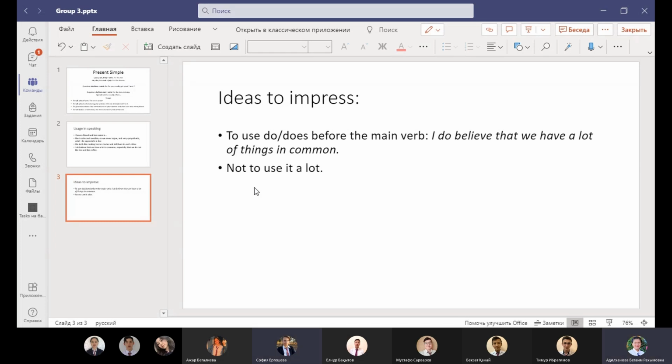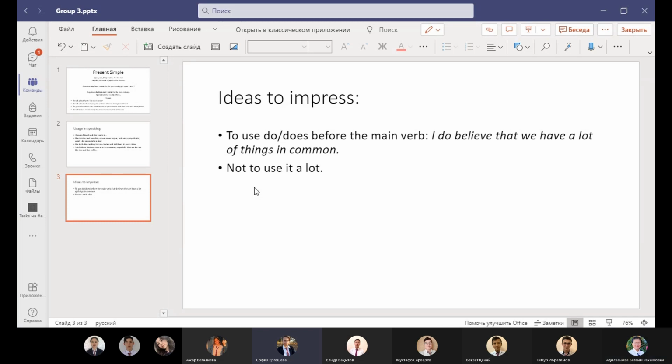Yes. Okay, I have a question to the whole class. Do you agree with Sophia's opinion that we don't have to use present simple as it sounds too simple to be used in IELTS? No, we can use it, but not a lot. We should add other tenses. Do you mean complex sentences with different tenses?